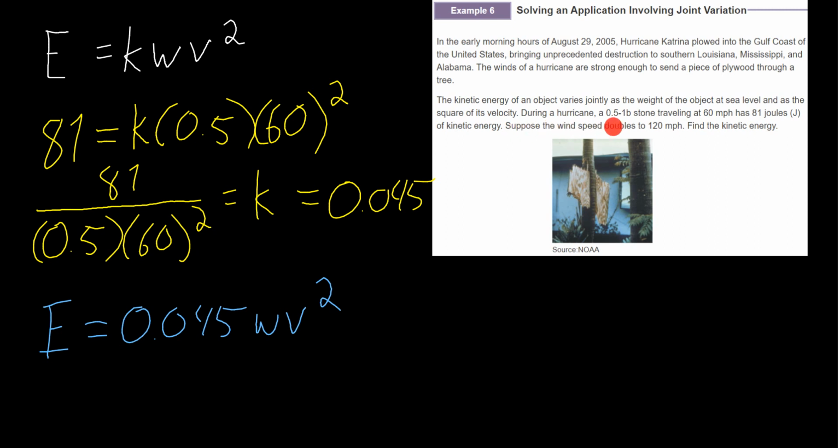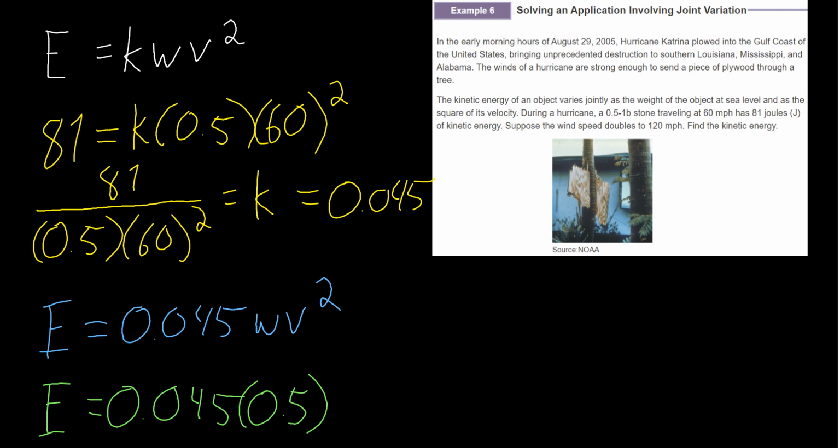Suppose the wind speed doubles to 120 miles per hour. Find the kinetic energy. Okay. So my weight apparently stays the same. So we'll have my kinetic energy is equal to 0.045. My weight stays the same at 0.5, but my velocity doubles to 120. So we would say 120 squared. Okay, so we can just do this arithmetic. Okay, so 324 joules of energy.